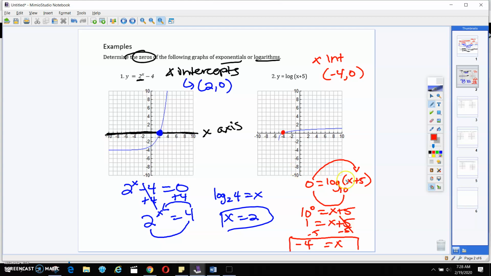Again, if they give you the graph, then just look at the graph and be like, hey, this is it. If they give you the equation, this is how you solve it. Okay? You need to know how to do it both ways. Because remember, your interim might ask you just the algebraic way or might ask you the graphic way.